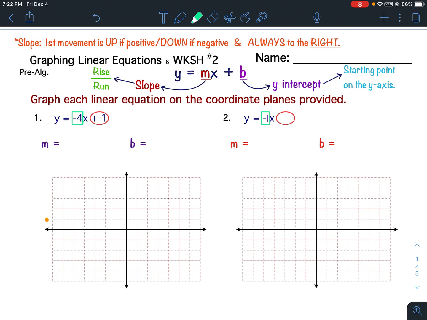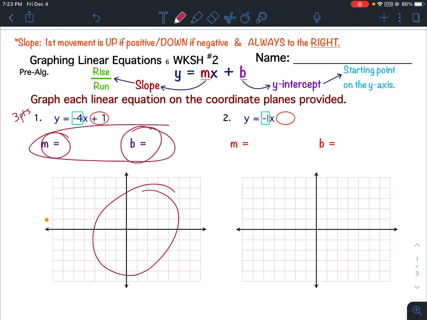Okay, so I'm going to do 2 of the problems with you, and you'll have 8 to do on your own. So let's start with number 1. Each one of these questions is worth 3 points. The slope is 1 point, the y-intercept is 1 point, and the graph is 1 point. So each question is 3 points.